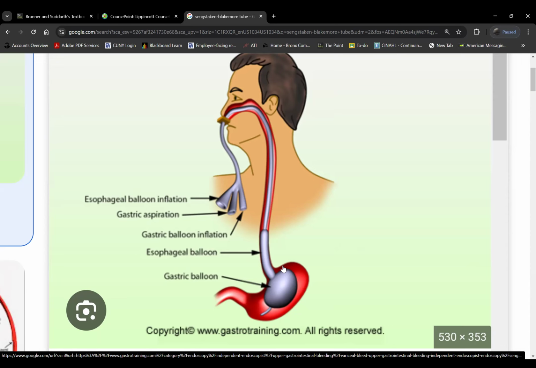Okay, but it's not a pretty picture when you see this thing inserted, and whether it's inserted through the nose or the mouth, it's a huge tube. So what's your concern? Aspiration, right? Airway obstruction and even aspiration, okay? Especially if it's through the mouth.